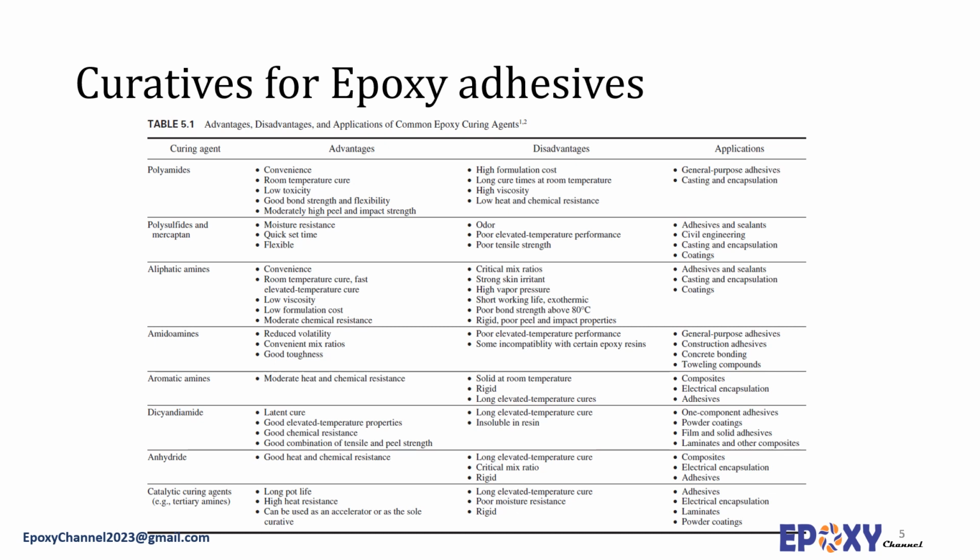They have more health issues due to the higher vapor pressures. Their bonding is also rigid and shows poor peel and impact properties. These curatives are found in adhesives suitable for coatings, sealants, and encapsulations. These tables also provide information on other curatives such as amidoamines, aromatic amines, DICY, and anhydrides.